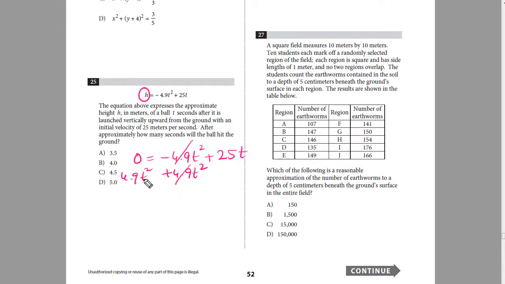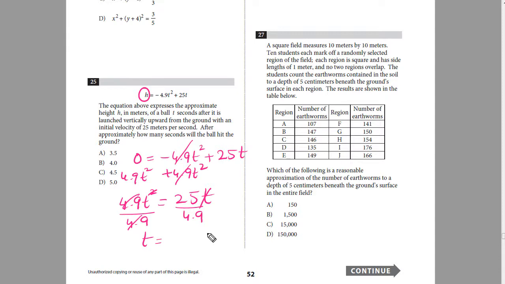This will get cancelled, and on the left side it will become 4.9 t square is equal to 25t. This t will get cancelled from this square, and now I'll divide both sides by 4.9. So this will get cancelled from here. So t will become equal to 25 over 4.9.